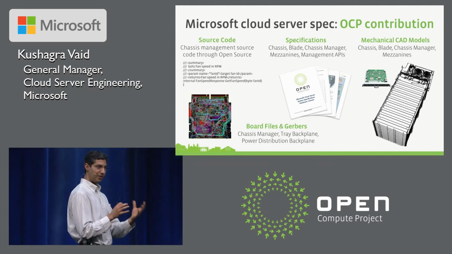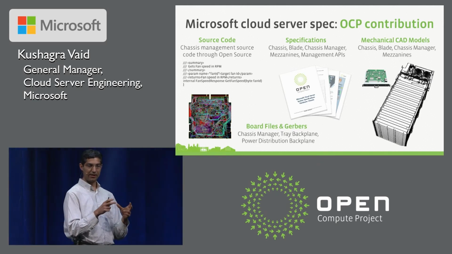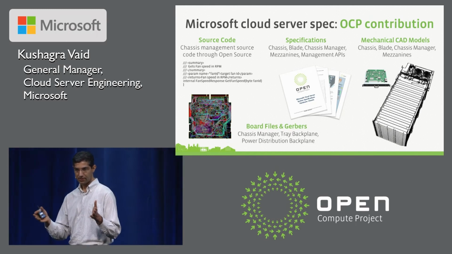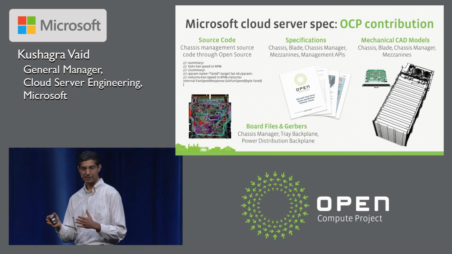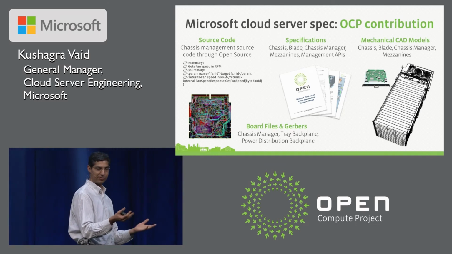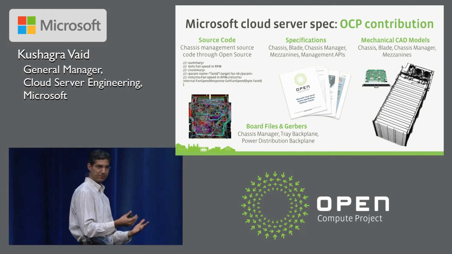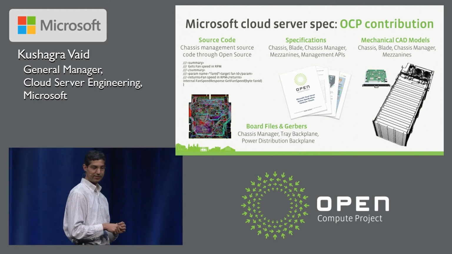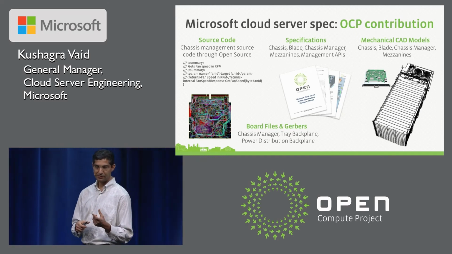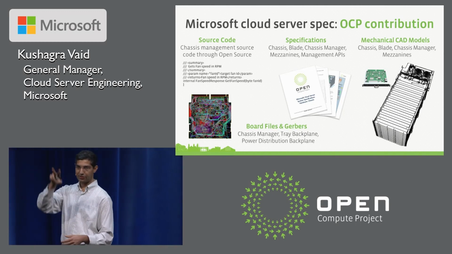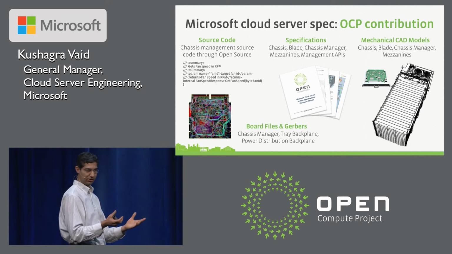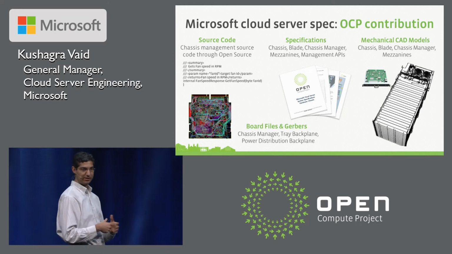Secondly, to complement these specifications, the mechanical CAD models in Pro/E format are also part of the contribution. This will be for the chassis, the blade, the chassis manager, and the mezzanines. Essentially, you can take these mechanical models and give them to a contract manufacturer. Everything you need to manufacture this is going to be available. The third thing is the board files and the Gerber files with the schematics for the chassis manager, the backplane, and the shared power distribution plane. So again, if you want to manufacture it, all the information needed will be available.